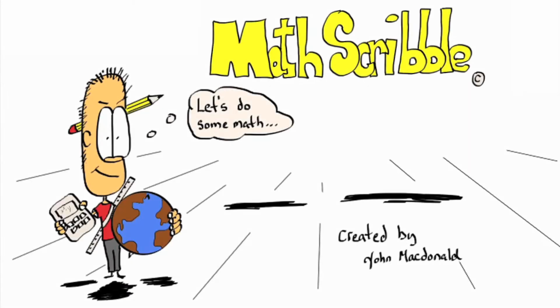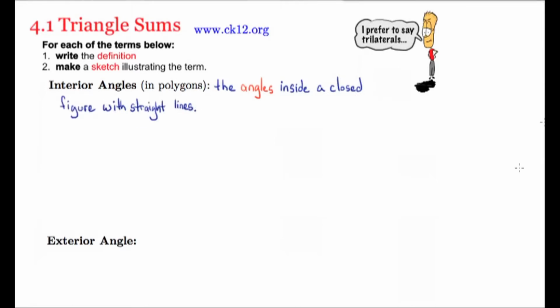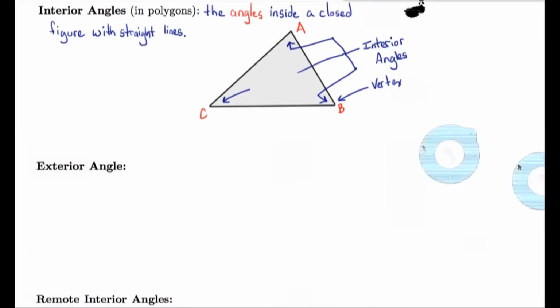In this video we're looking at triangle sums. So let's start with interior angles: the angles inside a closed figure with straight lines. So here I have a triangle ABC. I've got 3 vertices and I have 3 interior angles.